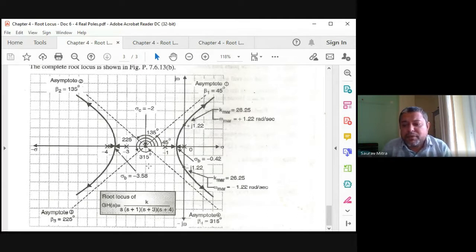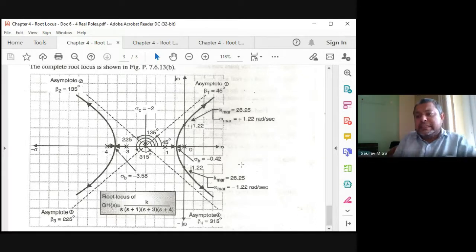2x plus 1. If you substitute x is equal to 1, that means this is 3 into 45, that is 135. 2x plus 1, x is equal to 2, that means it is 5 into 45, that is 225. And for x is equal to 3, it is 7 into 45, that is 315. So all those steps are there. I have shown you what is the final result.